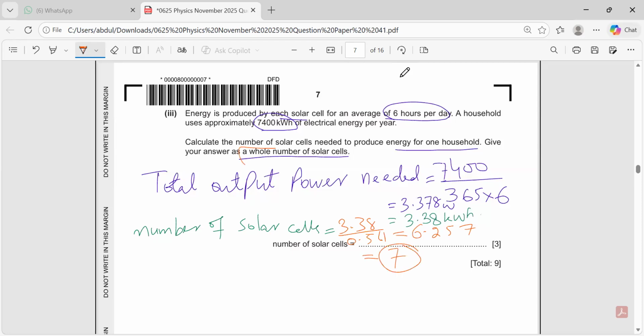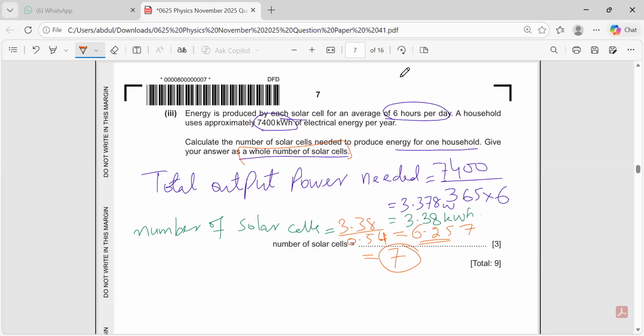The reason is they said whole number. So 6.25 is not a rounding off story. If I take 6 cells, we cannot get the required amount of energy. So it should be more than 6.25. They said the answer should be a whole number, so I'm writing the number of cells as 7.